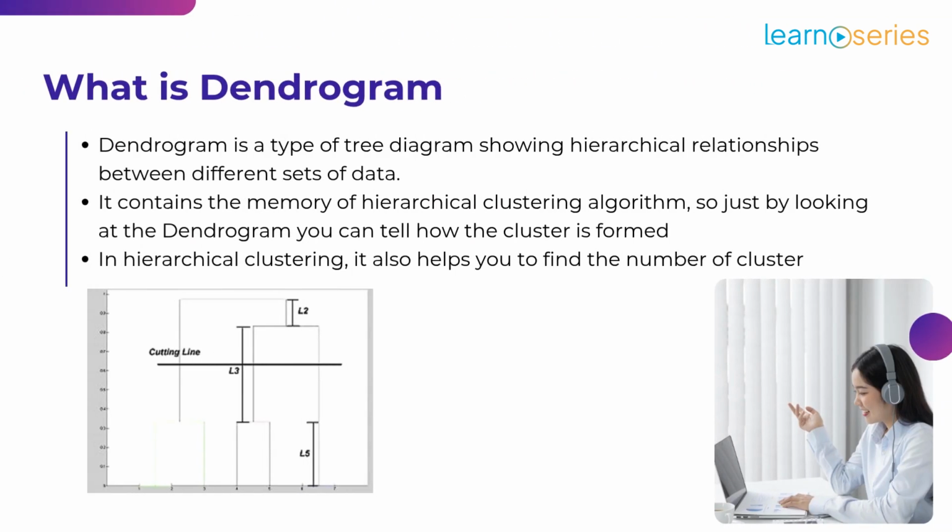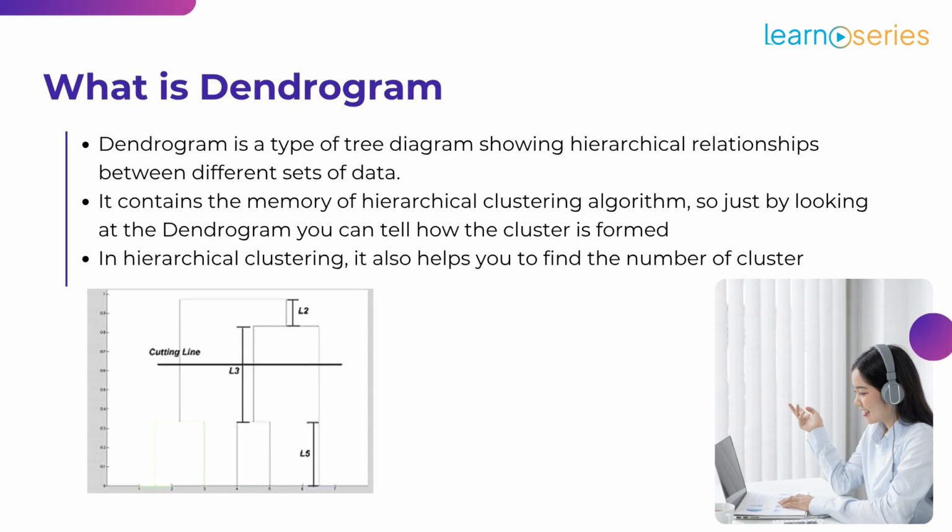This is the agglomerative, bottom up. From the bottom you assume that all points are individual clusters, and then you try to find the cutting line to identify the number of clusters. The dendrogram is a type of tree diagram showing the hierarchical relationship between different sets of data. First, all are individual clusters, then they group. It contains the memory of the hierarchical clustering algorithm. So just by looking at the dendrogram, you can tell how many clusters are formed.